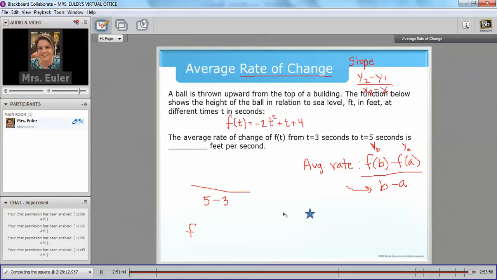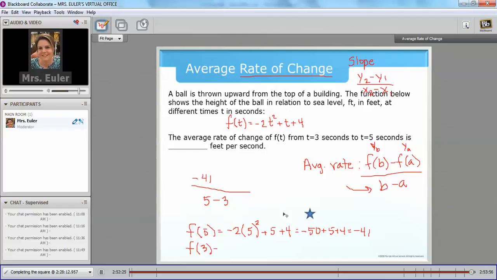So if I take f of 5, that means I'm going to do negative 2 times 5 squared plus 5 plus 4. Order of operations: 5 squared is 25, times negative 2 looks like negative 50. Plus 5 plus 4 looks like negative 41 as our answer. So f of 5 is negative 41. That would go here.